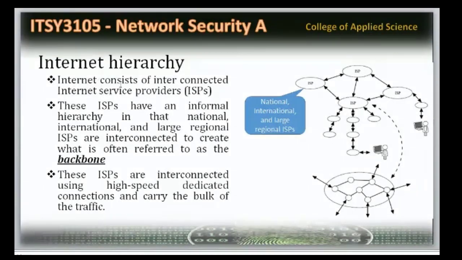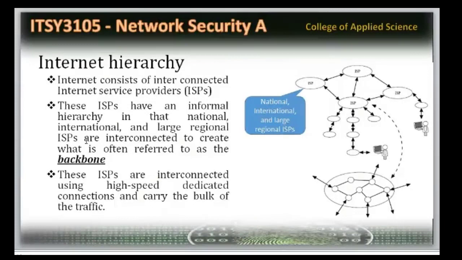So the internet consists of interconnected internet service providers. You can see here, this is one internet service provider available in Oman, and this is another internet service provider available in another country, for example China, UAE, or India. Different internet service providers are available, and all of them are connected. The internet service providers have an informal hierarchy of national, international, and large regional ISPs. So they have some hierarchy.